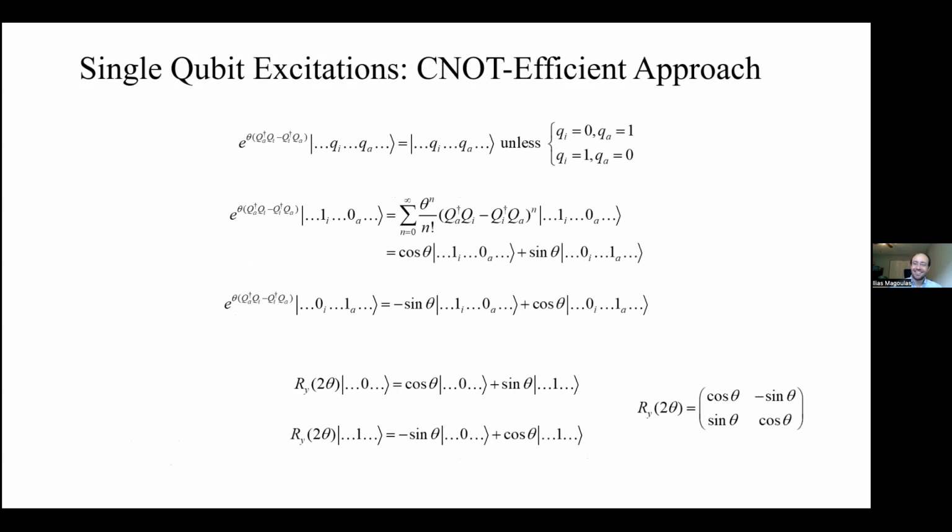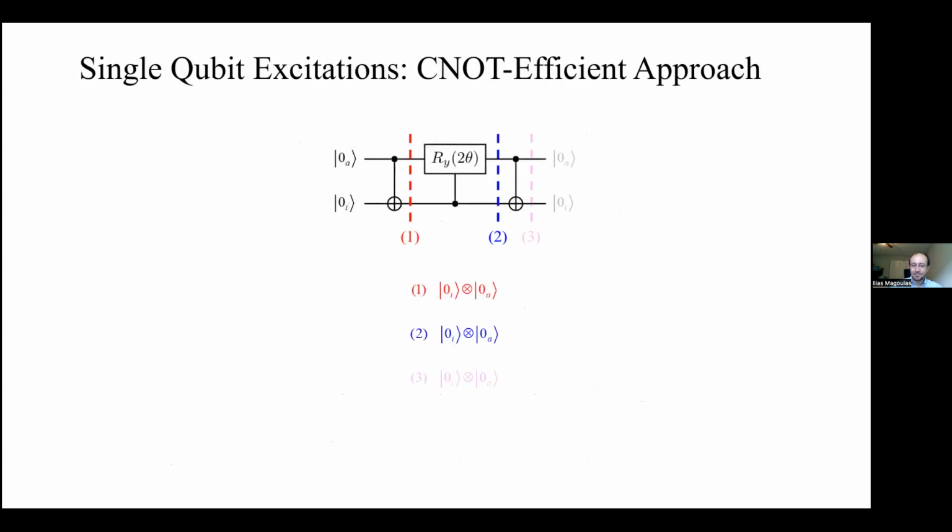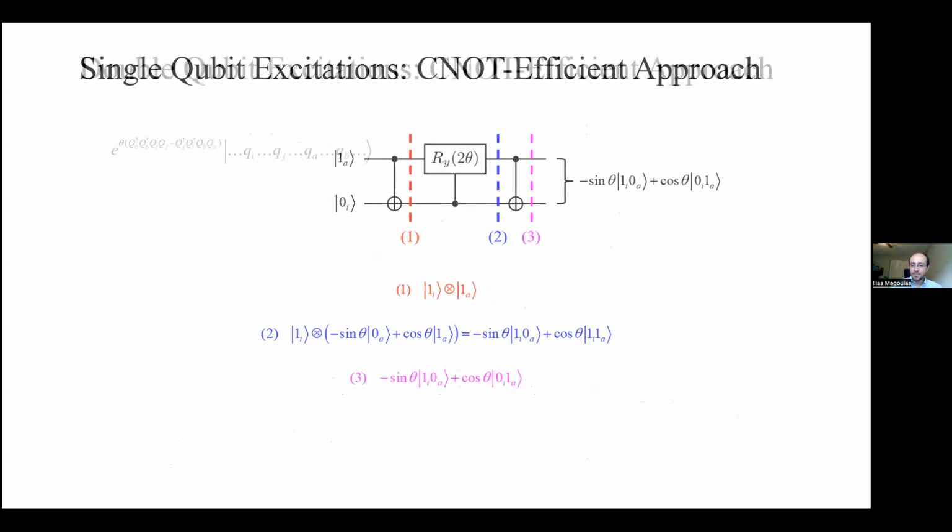He did mention that his product circuit is equivalent to the original circuit, which is confusing to me. Let's see. Yeah, thank you. Sorry, keep going, please. Okay.